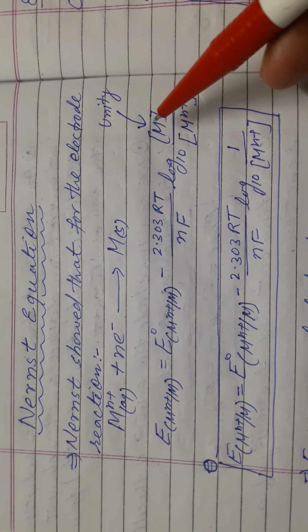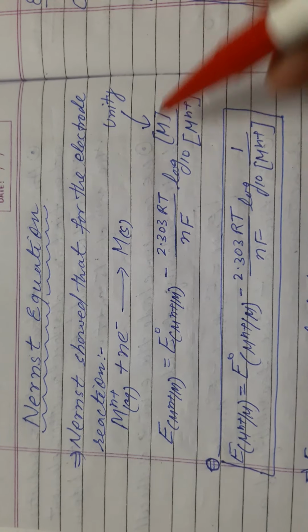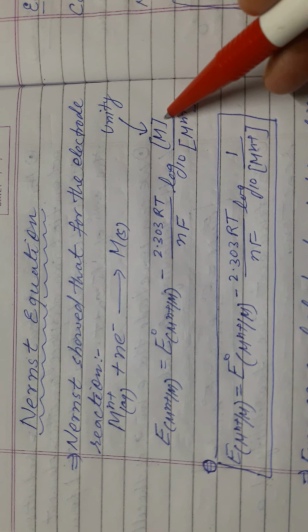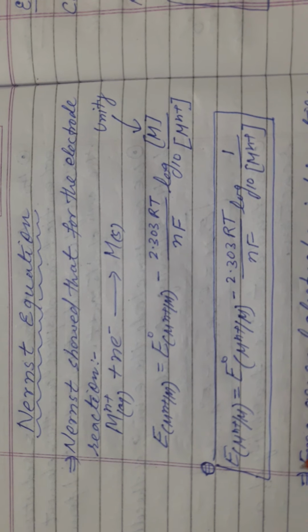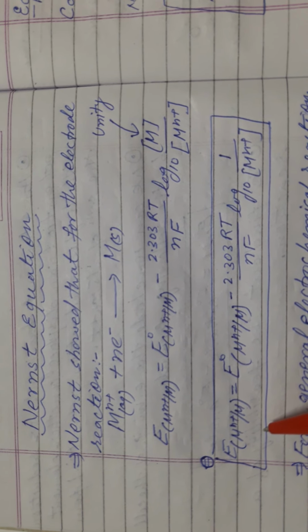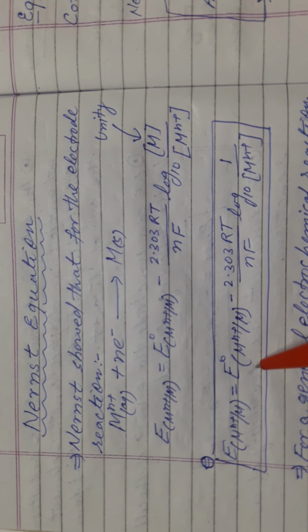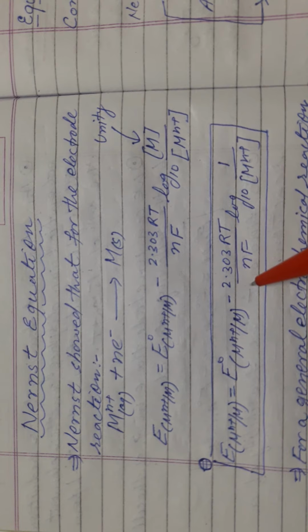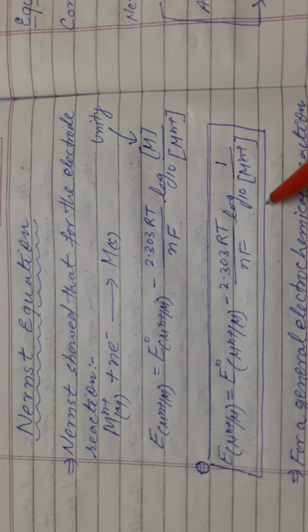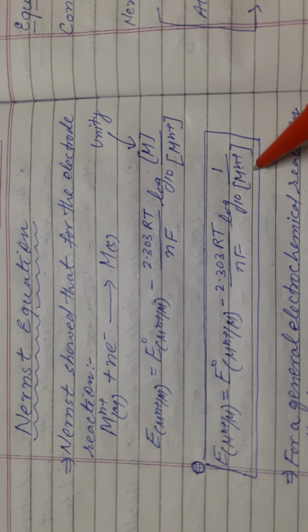Students, the concentration of product in solid phase will be unity. Therefore, this equation becomes: reduction potential of electrode in normal condition equals reduction potential of electrode in standard condition minus 2.303 RT upon nF log to the base 10 of 1 upon concentration of metal ion.